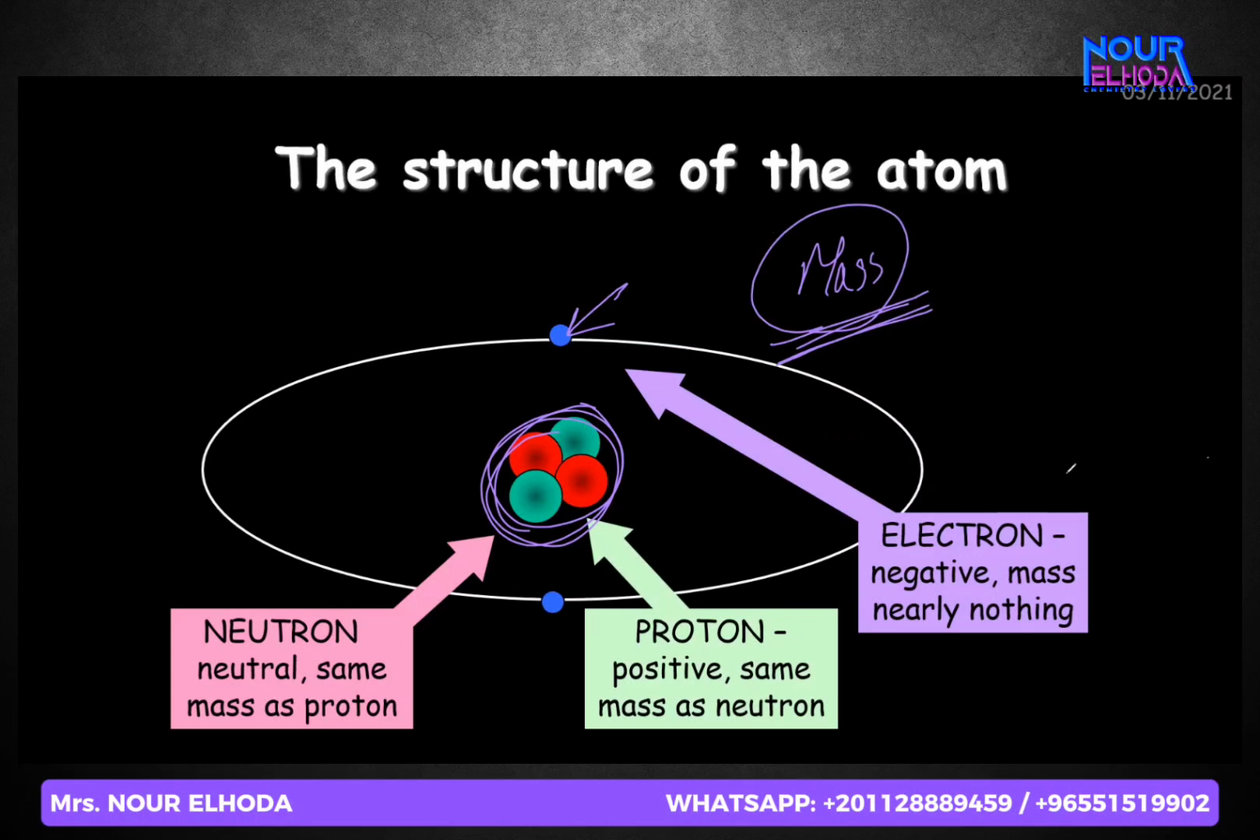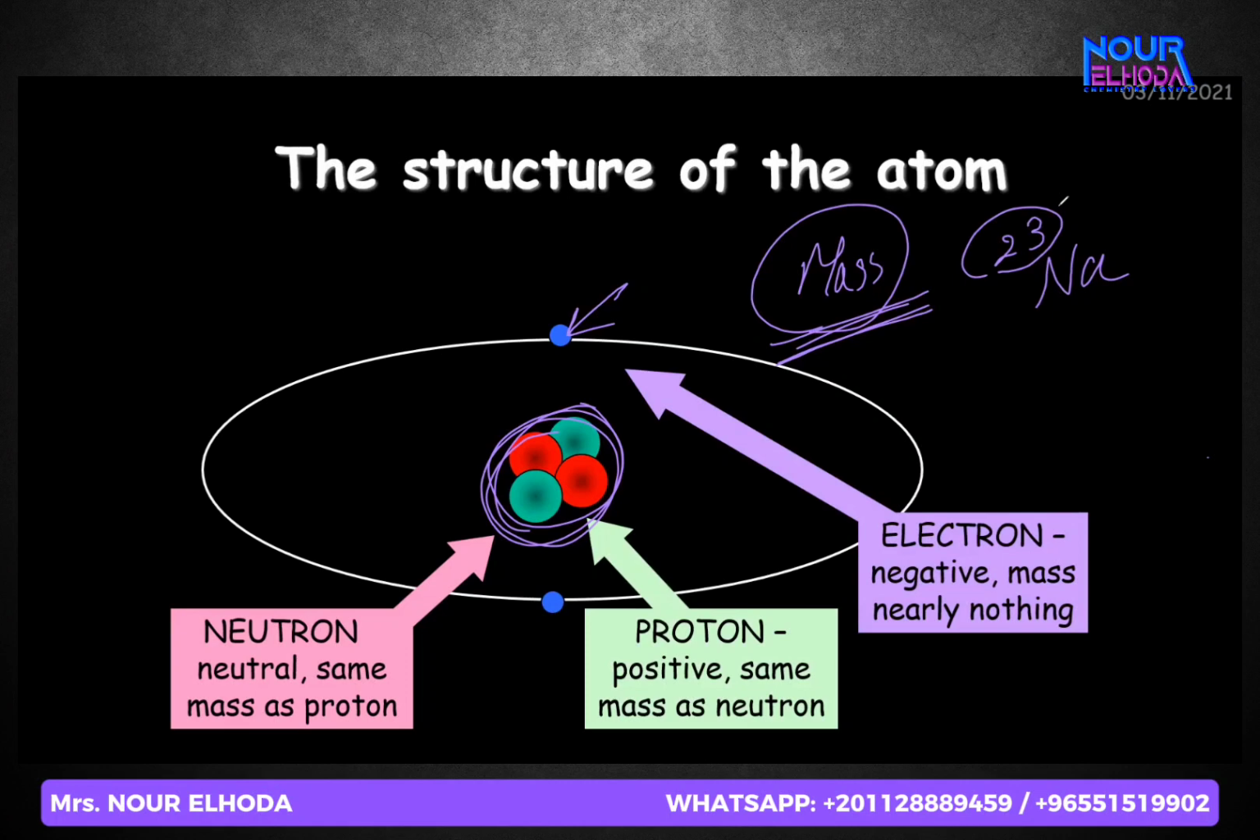If I ask you the mass number of any element, let's say sodium, the mass number of sodium is 23. So this 23 is adding which two together? Protons and neutrons.